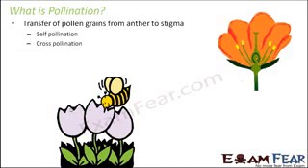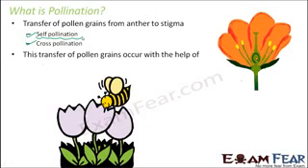Now pollination can be of two categories, that is self-pollination and cross-pollination. Self-pollination is when the pollen grains are transferred from anther to stigma of the same flower or of the same plant. That is called self-pollination. Cross-pollination would mean that the pollen grain is transferred from the anther of one plant to the stigma of another plant altogether. So that is cross-pollination.